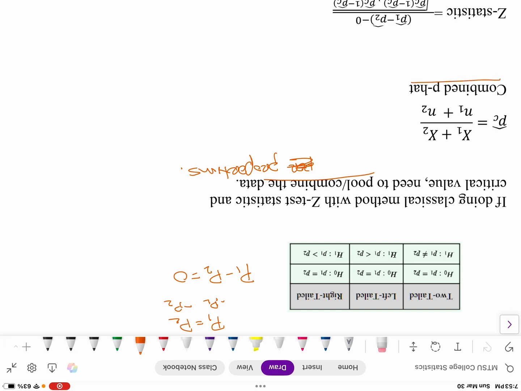So we take the successes for each sample, add them together, over the total number in each sample added together. Then, to figure out the Z statistic, we find the difference between the two p-hats. On the bottom, in the standard error part, it'd be the square root of, and instead of using the individual p-hats, we use the combined p-hat, the pc-hat, over each of the sample sizes.